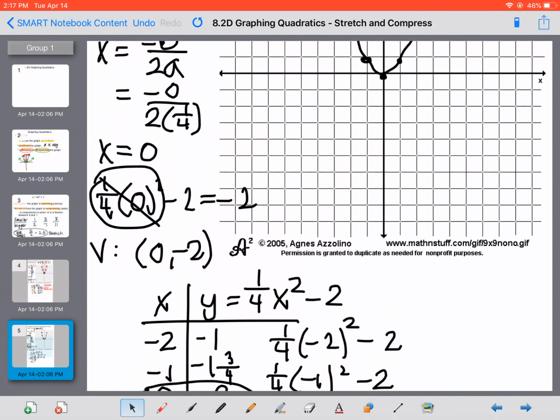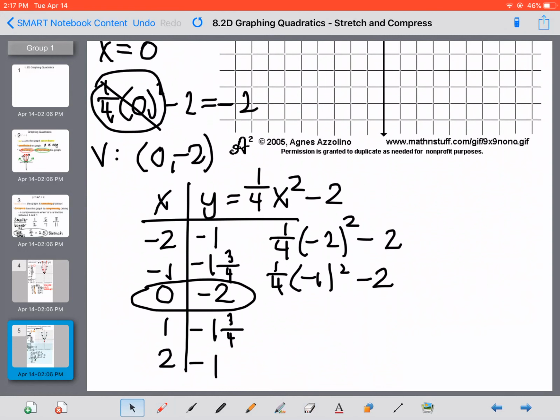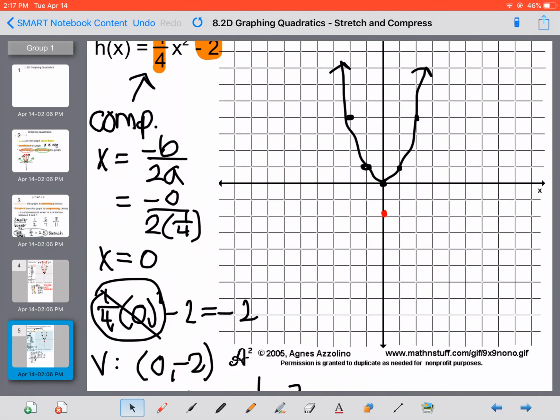So if we scroll back up here, our vertex was at 0, -2. So I go 0 in the x and down 2. And then at, whoops, that's not right, sorry. Let's look at our points again. So we have -2, -1. So -2 means left 2 and down 1. And then we're going to go right 2 and down 1. And then there is our graph. Sorry, that's not connected very well.